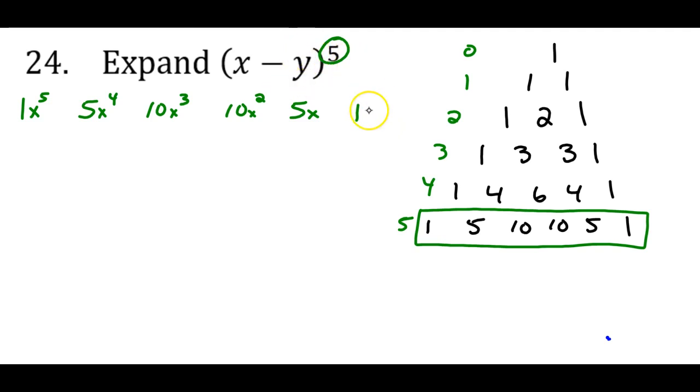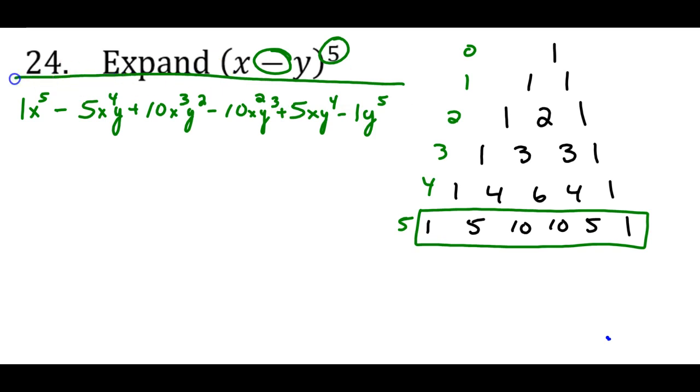Then coming back the other way, I'm going to put my y in and go y to the fifth, y to the fourth, y cubed, y squared, y to the first, and then it's like having y to the 0. Now, because this is a minus, not all of these are going to be positives. So the first term is positive, and then it alternates between negative, positive, negative, positive, and then negative.